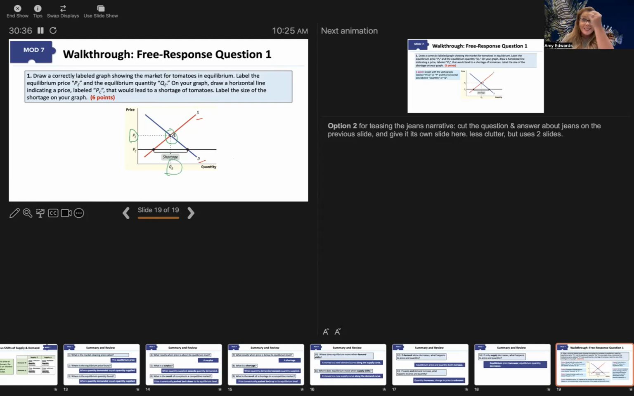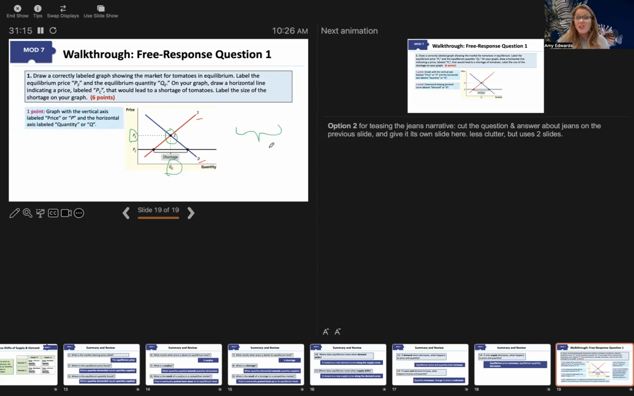Well, a shortage, and sometimes I use common sense on this. A shortage is when we want more. So that's demand. We want more than there is supplied at the store. So that means it's going to fall below. I've got to have demand greater than supply. So I'm just going to draw this line right here. I could have drawn it a little bit above, or a lot more below. It's just got to be below equilibrium. And then we're going to label it. They want us to label the size of the shortage. So you've got to do that little bracket, and then call it shortage. That's our shortage right there.